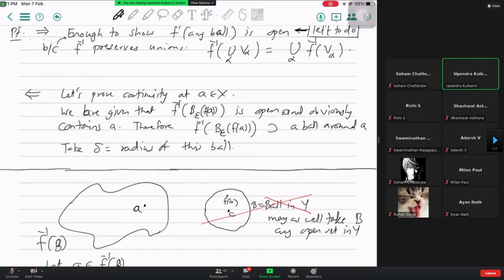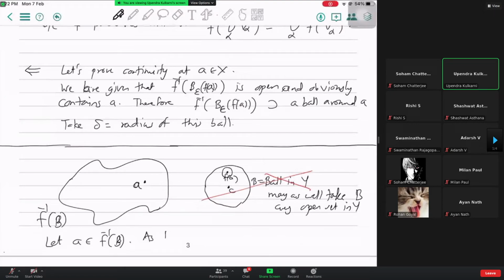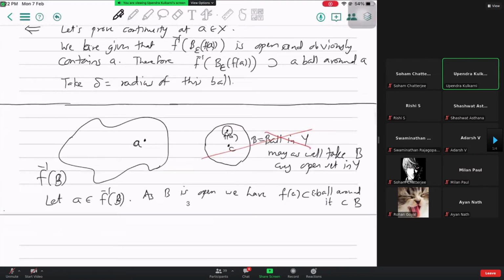Okay, so what was the point? Let me just repeat what he said. A is in F inverse of B. Because f of A is in the open set that was given to me, the set B, that means that I can put an open ball around f of A. So as B is open, we have f of A, an epsilon ball around it, contained in B. And now what?